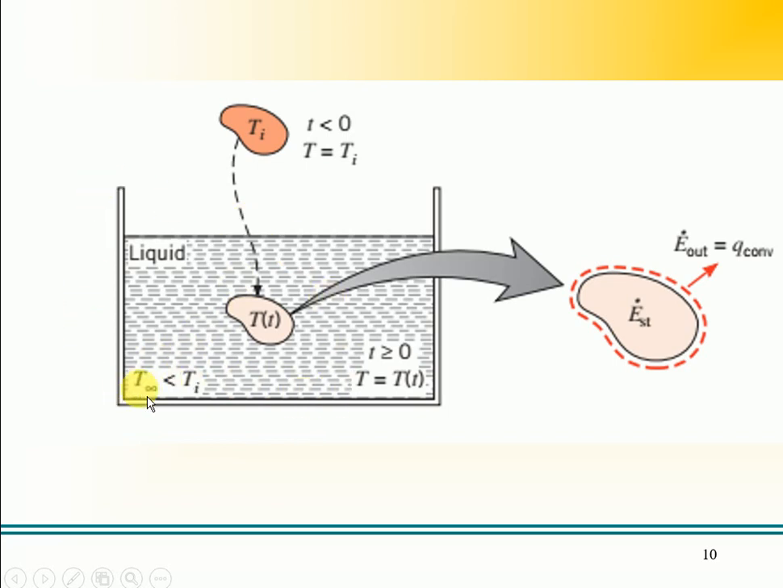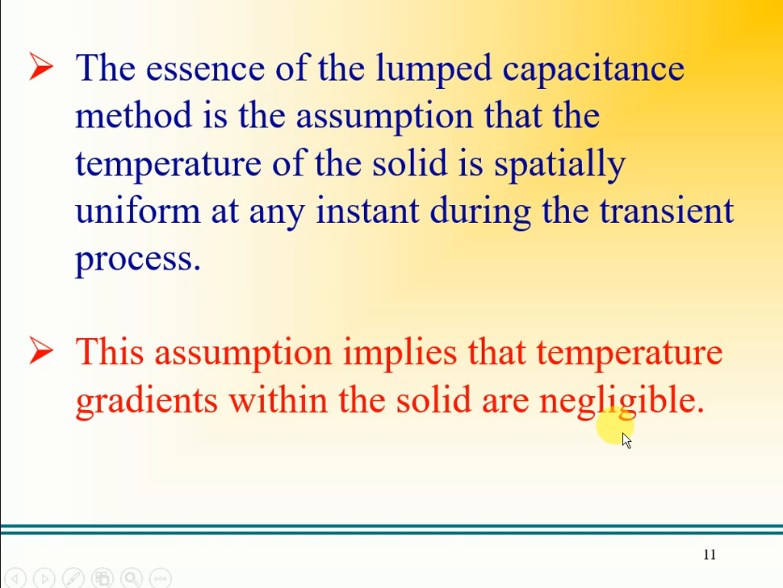Let's say I've shown you this one. For example, this is T infinity, which is less than Ti, the liquid bath, and this is the metal, which is at a very high initial temperature, right? And what will happen is it is put inside, and the red line is basically the surface where the convection will take place between the metal and the coolant.